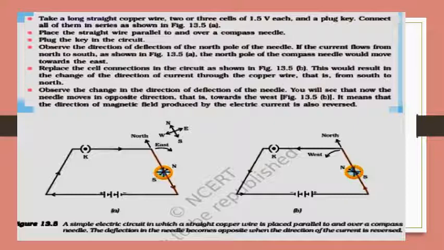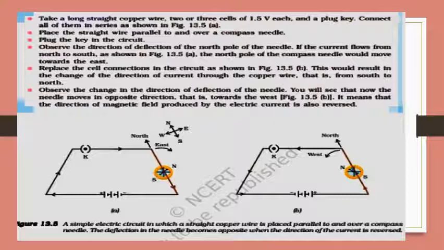Now replace the cell connections in the circuit as shown in figure 13.5b. This would result in a change in the direction of current through the copper wire, because we are changing the direction of the cell. Now it is from south to north. Observe the change in the direction of the deflection of the needle. You will see that now the needle moves in the opposite direction. Why does it happen? Because we changed the direction of the current, that is towards the west.